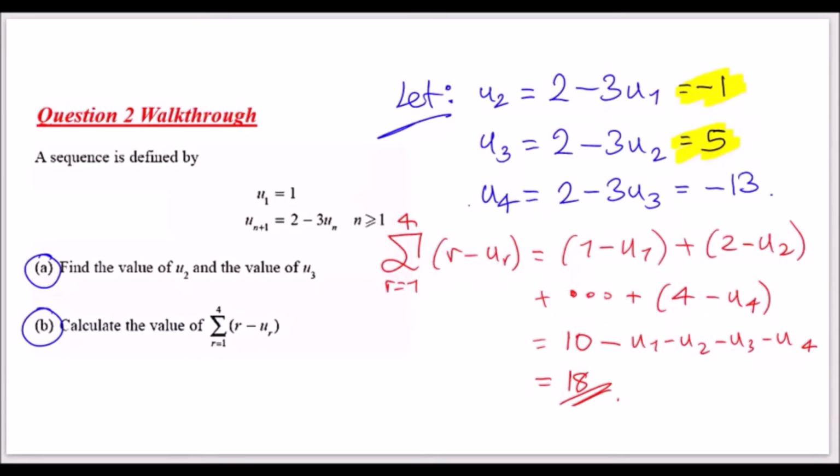It's quite easy, really. So all you do now is just solve it. If we add up all the constants first, we've got 1 plus 2 plus 3 plus 4, which you should get 10. And then you've got minus u1, minus u2, minus u3, and minus u4. And that all becomes like this, so this is just simplified. Now plugging in the values for u1, which is 1, u2, u3, and u4, you should get 18. And that's it. That's literally number 2 also done.